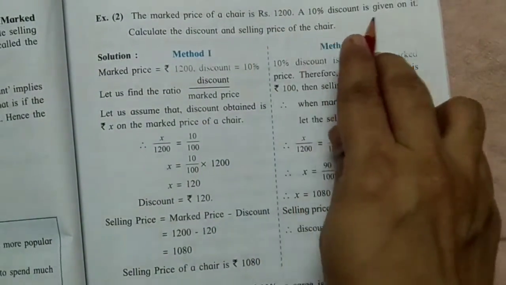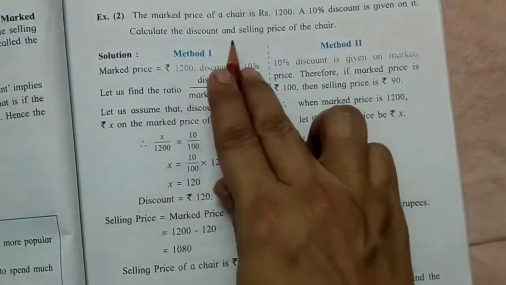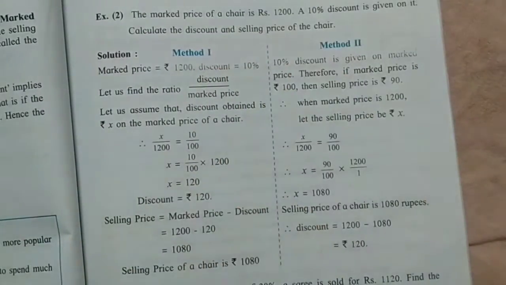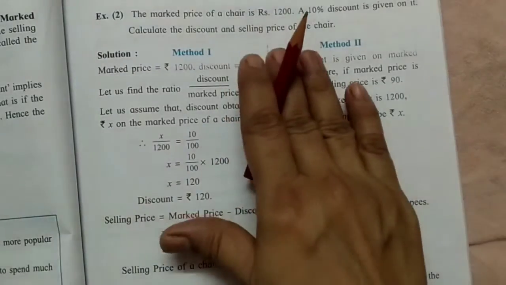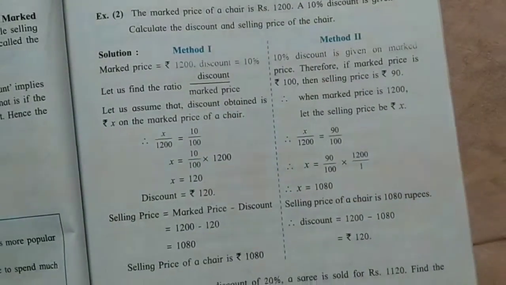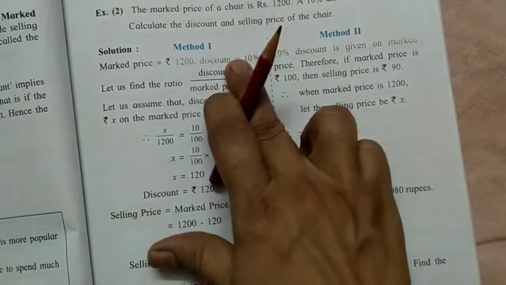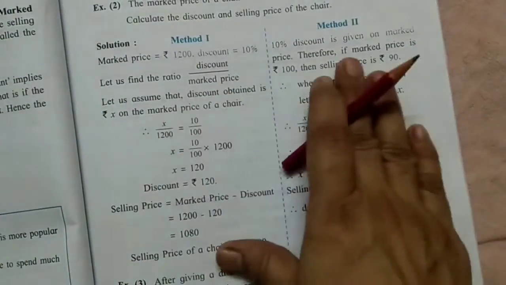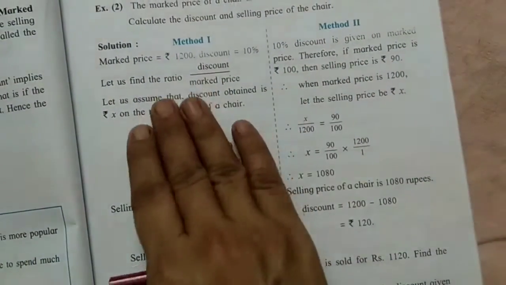A 10% discount is given on it. Calculate the discount and selling price. See here, now in the first sum we found out the percentage discount. Here the percentage discount is given. We have to find out the selling price and the discount, how much is given. Now they have done it by two different methods. Let us see this method.